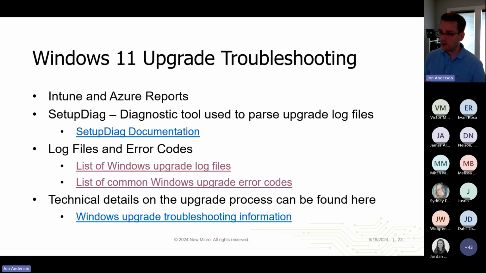There's also Setup Diag, which is a tool provided by Microsoft that we can use to run and kind of parse all the log files. There's also log files and error codes. So if you do look through the log files and you get a cryptic message, you can go reference one of Microsoft's docs pages to figure out what that error actually means. And then down at the bottom, I've just included a link to Microsoft's documentation on a technical deep dive into the upgrade process, if you want to get even more details about what's going on behind the scenes.